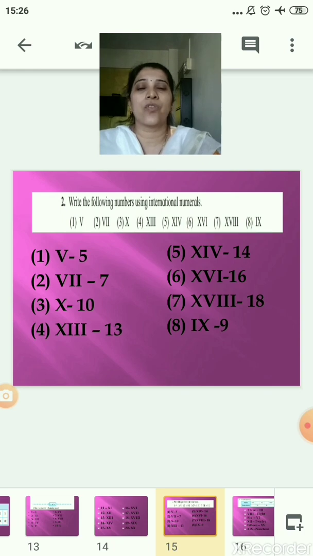So it stands for 14. Capital letter X, then V and I. So it stands for 16. X, V and again 3 times I, that is 18. Then the 8th number is the capital letter I and then capital letter X. So the number is 9.